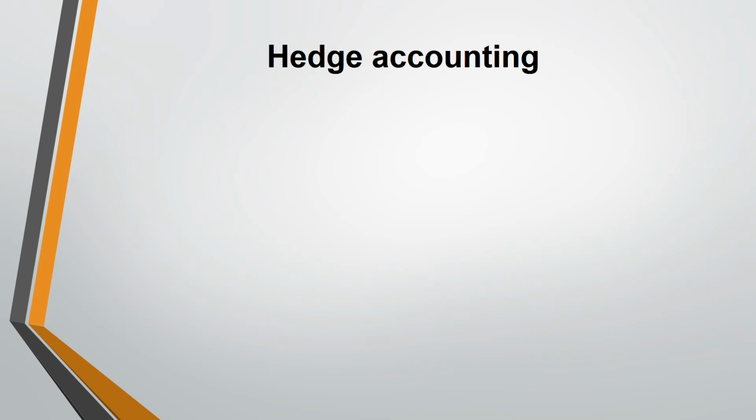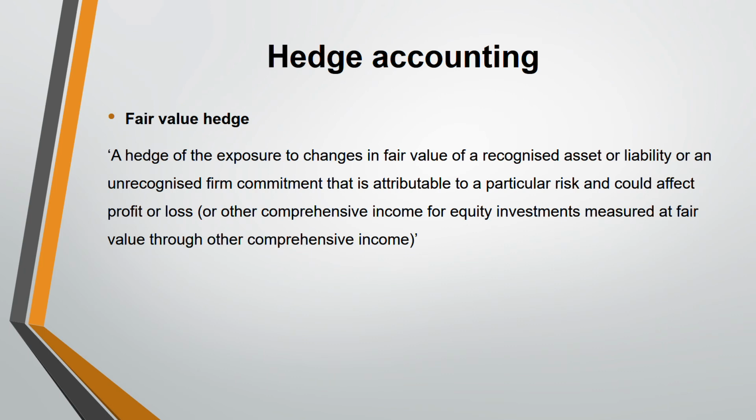Now, hedge accounting. We need to know hedge accounting. There are two types of hedge. One is fair value hedge, the other one is cash flow hedge. First, let us go through fair value hedge. What is fair value hedge? Fair value hedge means when there is a change in the fair value and you are exposed to a risk, especially if the fair value goes down of an asset. It's a risk. So you have to hedge that risk.